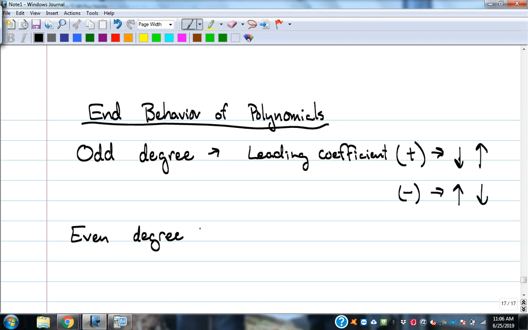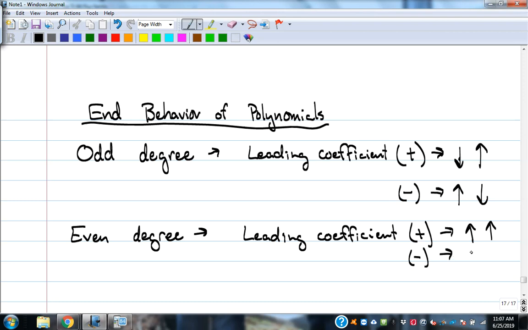If it's even degree, so the highest exponent is an even number, 2, 4, 6, 8, 28, anything like that, and the leading coefficient, the number in front of that term, is positive, they're both going to go up. If it's negative, they're both going to go down.